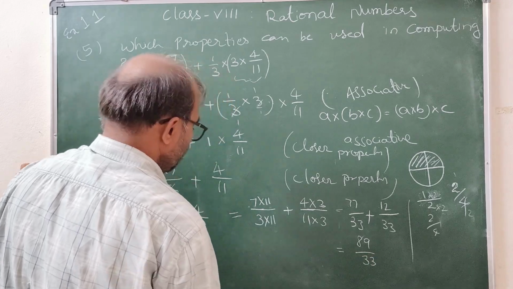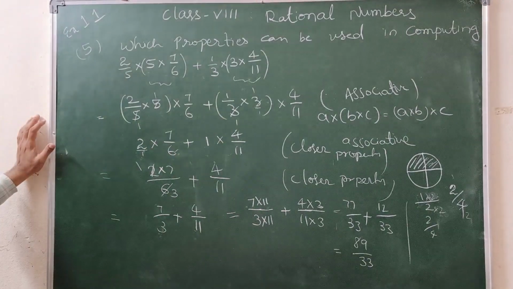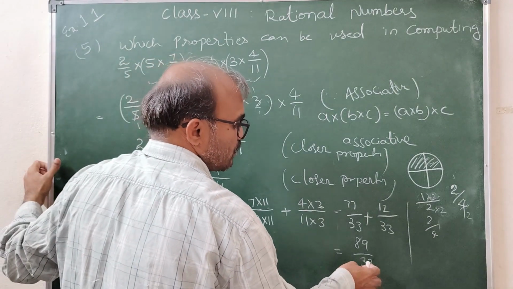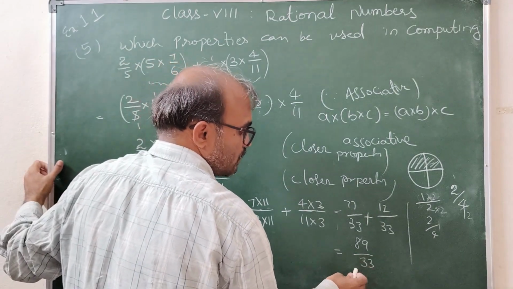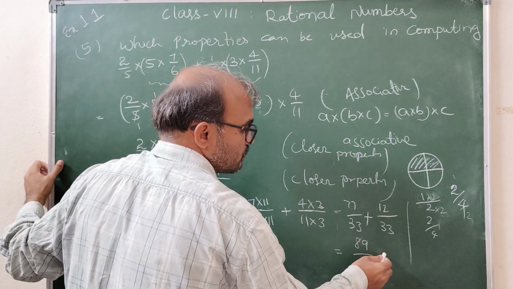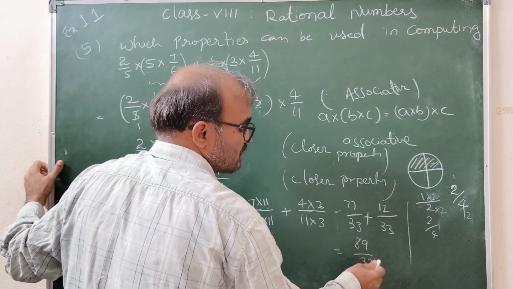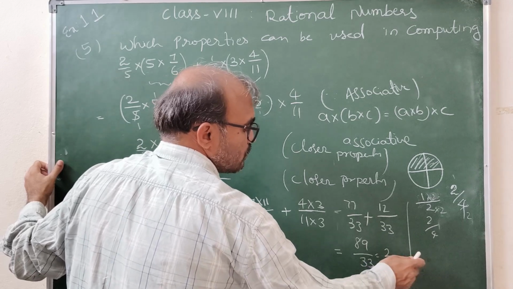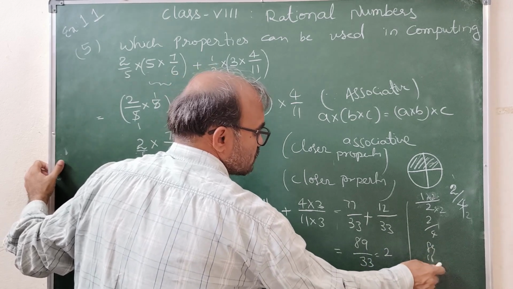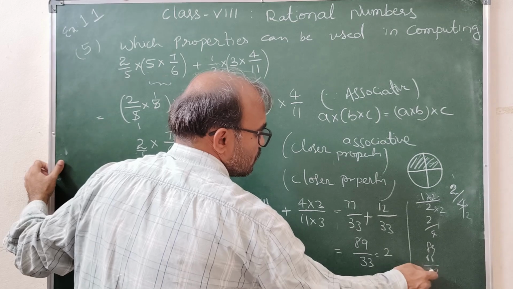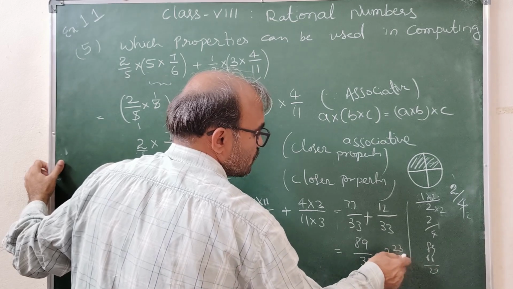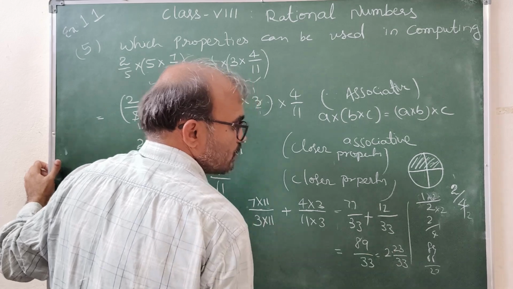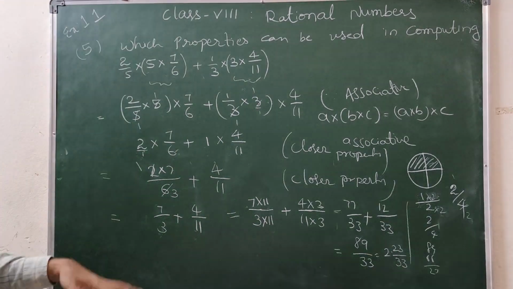33. Better you write the answer in mixed fraction. Right? 33 ones are 33, 33 twos are 66. It is 2 wholes. 89 minus 66 is 23. So 2 wholes and 23 thirty-thirds, that is 23 by 33. That is what simplification.